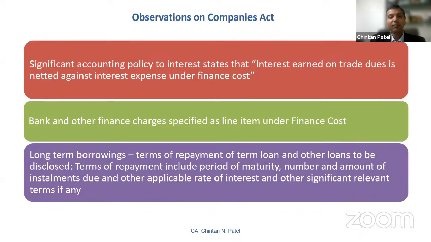Long-term borrowings, terms of repayment of term loan and other loans, are to be disclosed. Now here it is mentioned you have to mention terms of repayment. Now repayment terms means what? Schedule 3 Division 1 plus guidance notes mention that terms of repayment include period of maturity, number and amount of installments due, applicable rate of interest, and other significant relevant terms, if any. Basically, these disclosures are crucial for investors and financiers to understand the cash flow position of a company. That's why it has to be provided in this fashion.